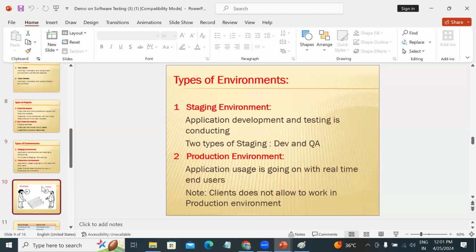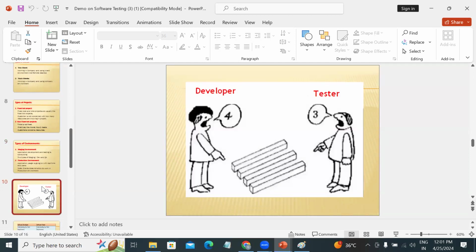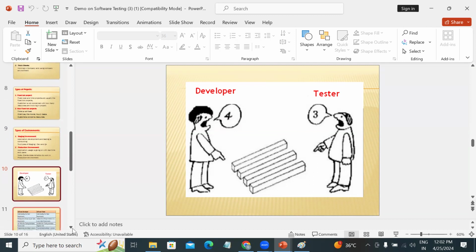The difference between developer and tester. What do you understand from this? The developer says there are 4 boxes in total, but the tester says something else. Then where is the mistake? This is the relation between developers and testers in a software company every day, because of miscommunication, that's it. If you think from the developer side, it's 4; from the tester side, it's 3. Okay, so this is the way.